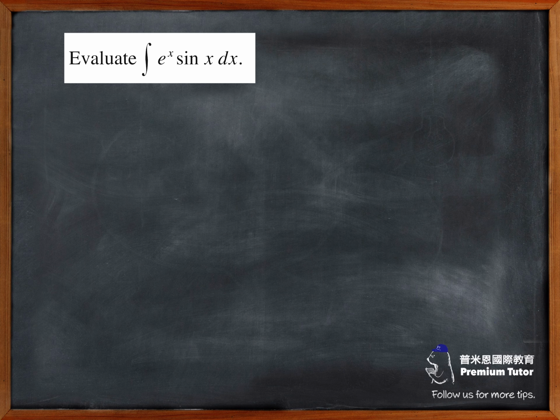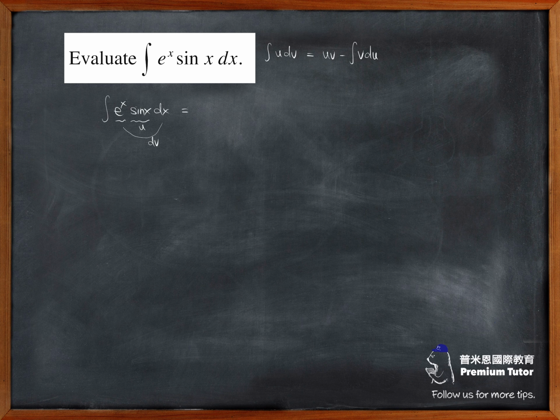So e to the power of x times sine x, we're going to integrate this. According to integration by parts, if we're integrating u dv, it will become uv minus the integration of v du. Our first task is to determine which one should be the u and which one should be the v. Sine x should be the u here, and e to the power of x times dx should be the dv.